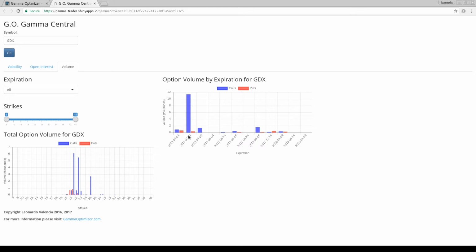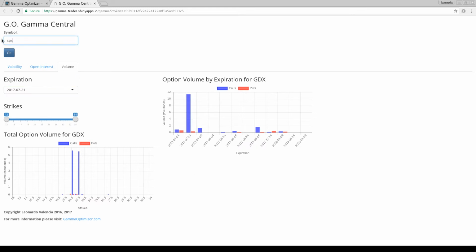You can also see it by expiration. Because we know that the most active expiration is July 21st, we can go there and zoom in. We'll see that the call activity is basically in these two strikes, 21.5 and 22.5, and there is not much action going on right now.